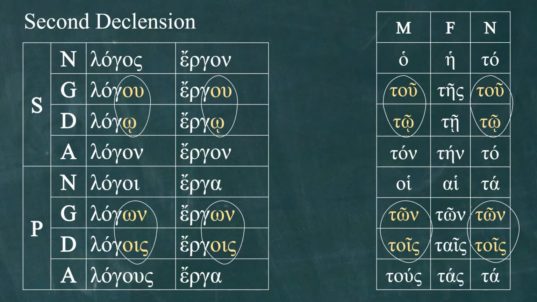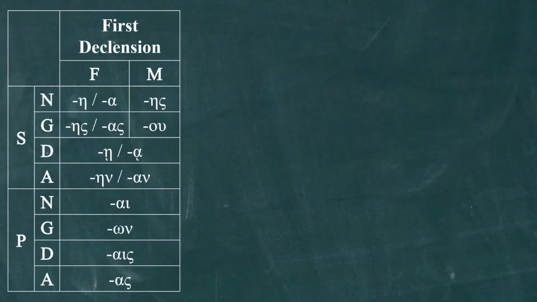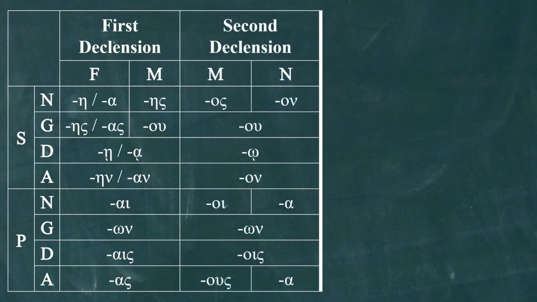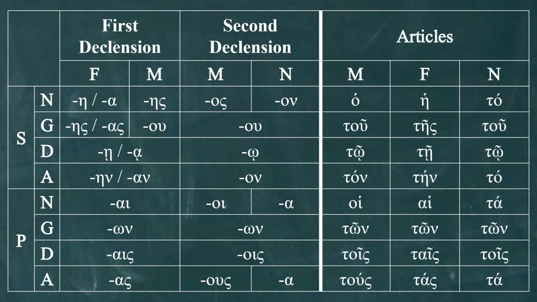Alright, in Lesson 11, we concluded with this chart summarizing the first declension endings. We can now add this chart summarizing the second declension endings. I will also add the articles which you have already memorized so you can see the similarities.